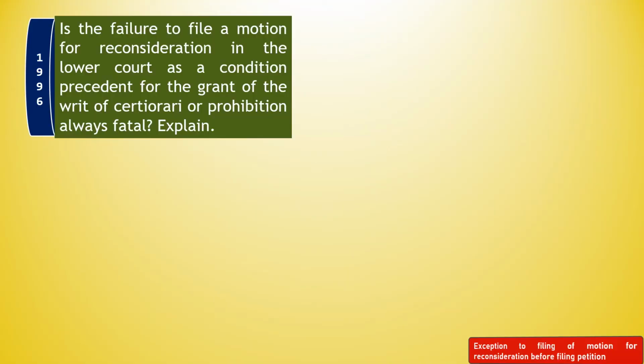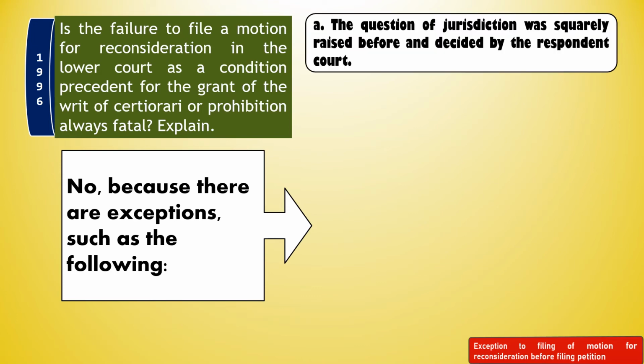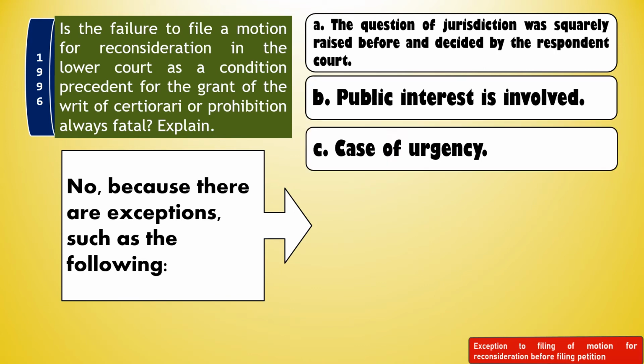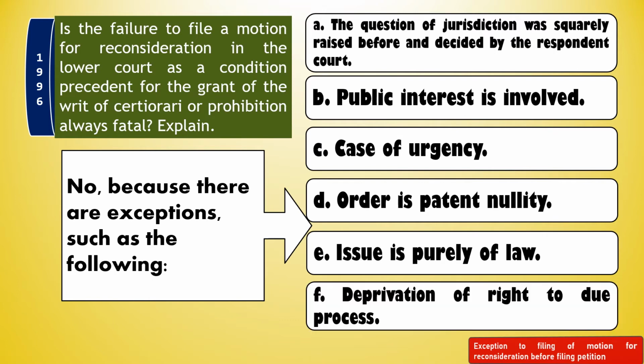So for these exceptions to the filing of MR, better if you can memorize 3 or at the most 5, because again, it will come in handy. So again, the answer is it is not always fatal because there are exceptions. And what are those exceptions again? Number 1, the question of jurisdiction was already raised before and decided by the respondent court. Public interest is involved in case of urgency. Order is a patent nullity. The issue is purely of law, and deprivation of the right to due process.